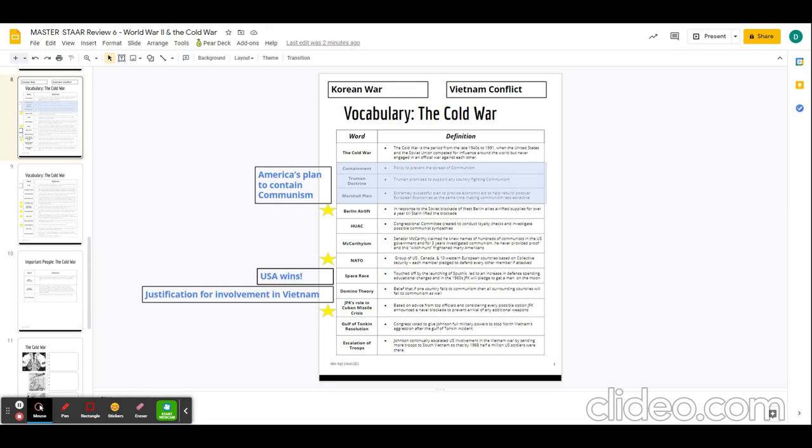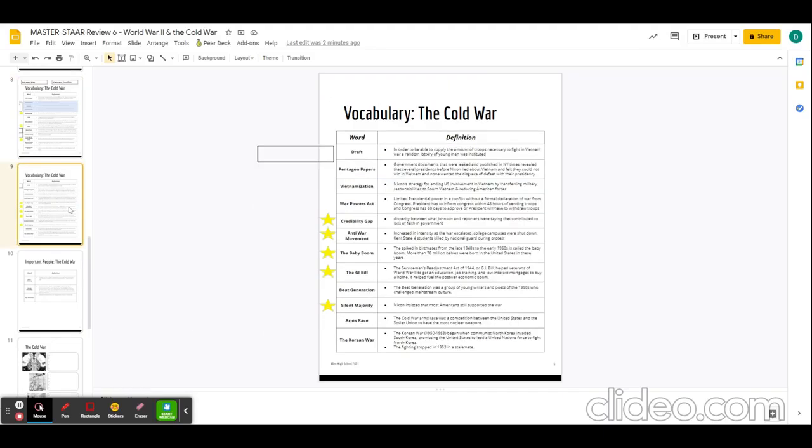The Gulf of Tonkin resolution has to do with Vietnam. That is when Congress gave authority to Johnson to really kind of have full military powers to respond in Vietnam after the Gulf of Tonkin incident and the ensuing troop escalation that came under Johnson's presidency.